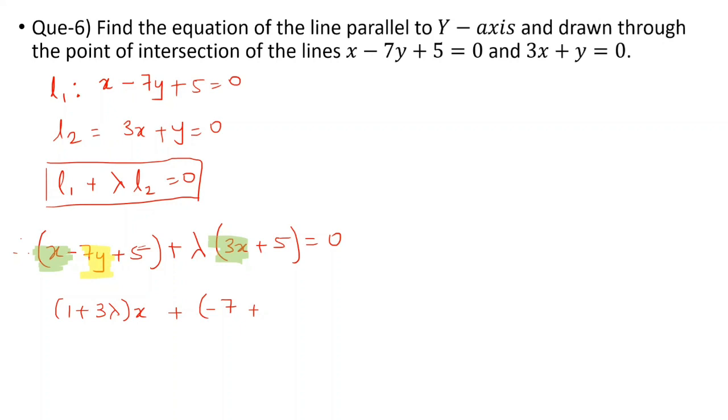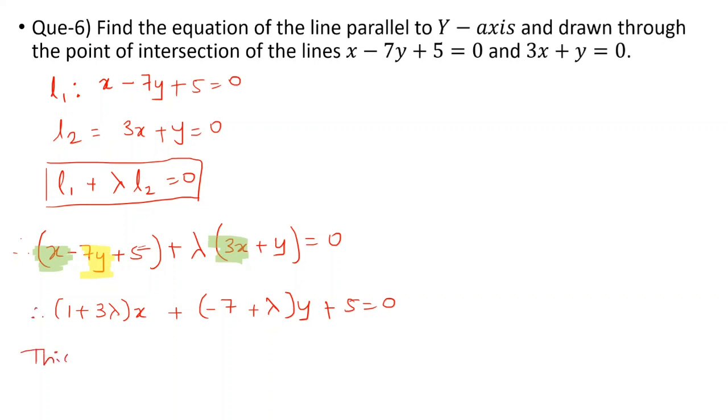I think I made a mistake. Here it is not 5, but it is y. Correct? So it is y. So minus 7, and from here lambda into y, plus, now 5 is alone, plus 5 equal to 0. Right? Now this whole line is parallel to y-axis.